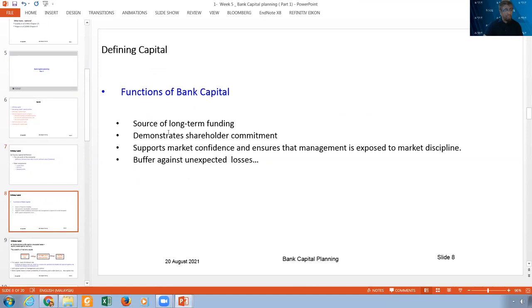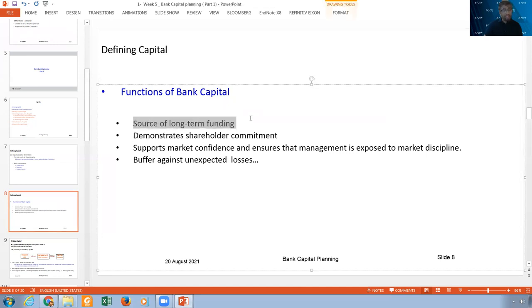Now, what is the function of the bank capital? This function is different because the function of a corporate's capital is to buy raw materials and to pay for establishment expenses, fixed assets, and operating capital, and all of those are for the operations.